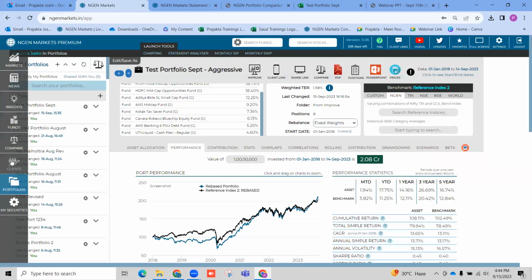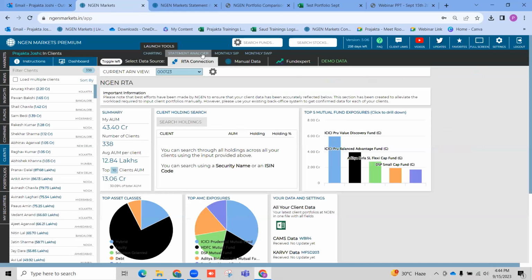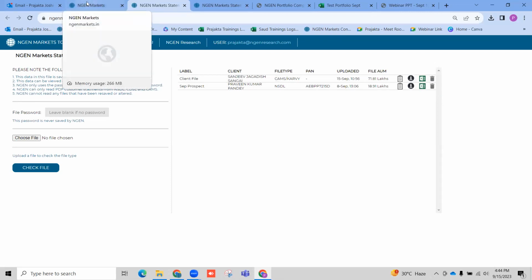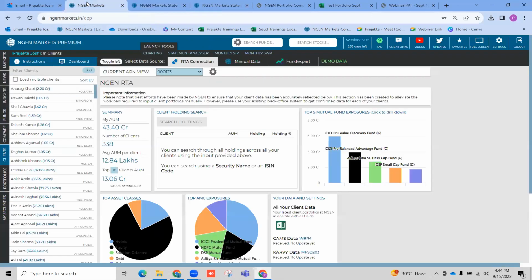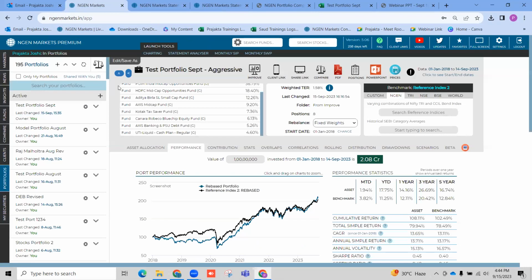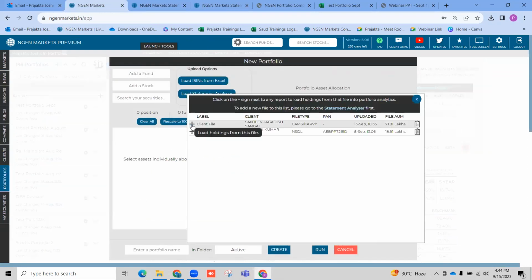Okay, so when you get it into the statement analyzer, this should not be a problem. Once you upload any CAS statement, it will show up like that. Now, at this point, you have not yet converted this into a portfolio, either in the portfolio section or in the client section. So you need to first do that. You could go to the portfolio section, and it's a simple process. You just go to add new portfolio, like there, and then basically say load from statement analyzer.